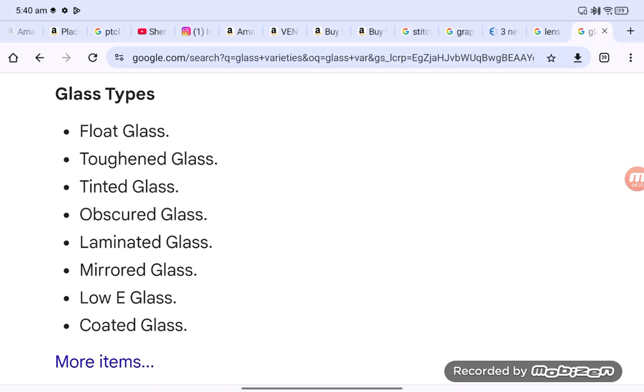Glass types: float glass, toughened glass, tinted glass, obscured glass, laminated glass, mirrored glass, low E glass, coated glass.